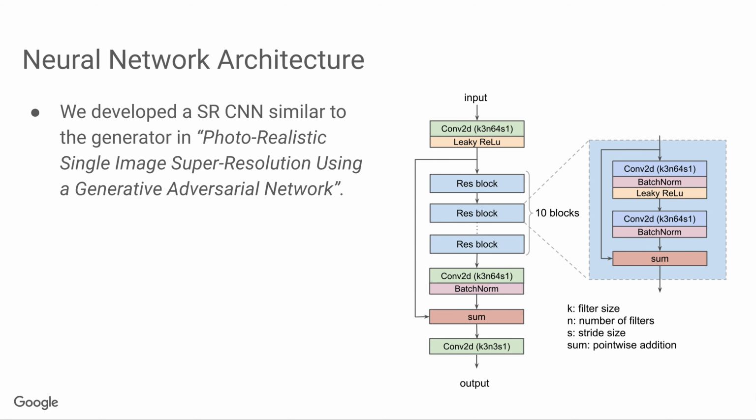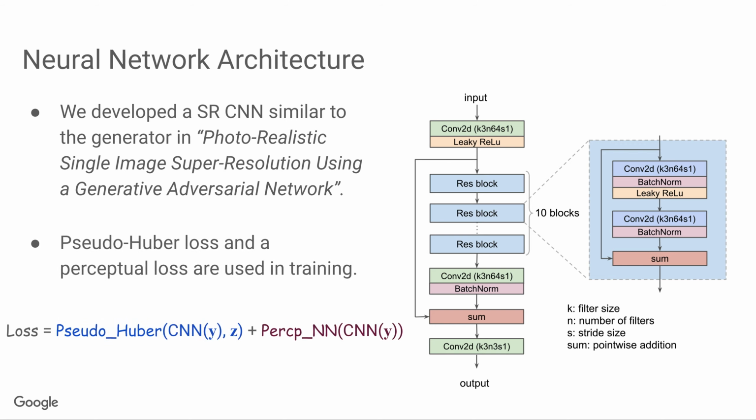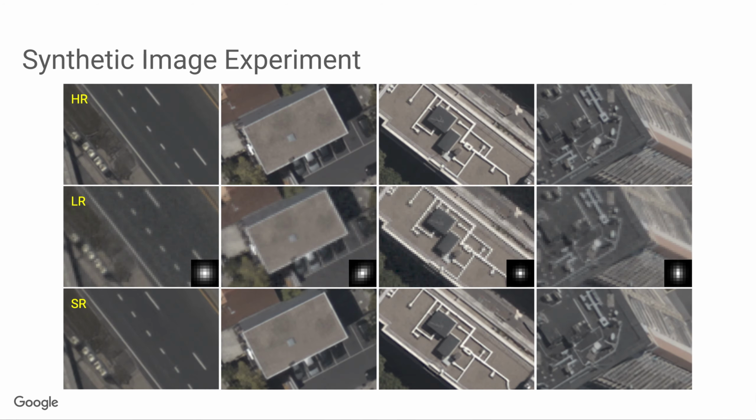We developed a neural network based on an existing paper showing in the slide. We also improved its performance by adding a pseudo-Hilbert loss and a machine learning-based perceptual term to the overall loss function. Here are the super resolution results from synthetic low-resolution images. You can see that the neural network is able to handle varying point spread functions.